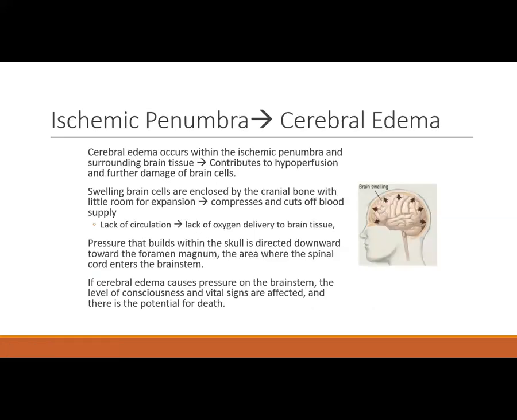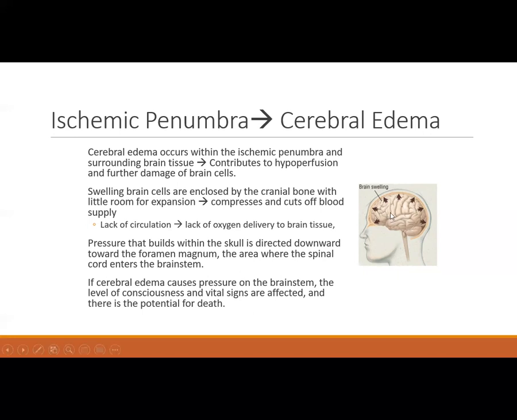So cerebral edema occurs within the ischemic penumbra and surrounding brain tissue. This contributes to hypoperfusion and further damage of brain cells. The swelling brain cells are enclosed by the cranial bone with little room for expansion, so there is compression, and it cuts off blood supply. That lack of circulation equals lack of oxygen delivery to brain tissues. Pressure that builds up within the skull is directed downwards to the foramen magnum, the area where the spinal cord enters the brainstem. If cerebral edema causes pressure on the brainstem, the level of consciousness and vital signs are all affected, and there is a potential for death.